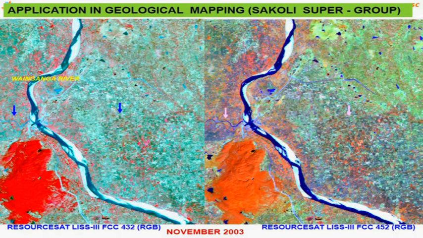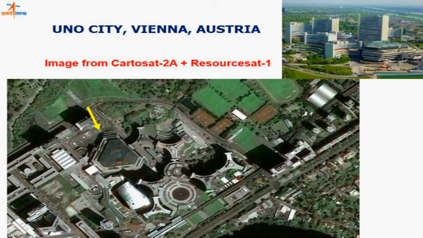And we have the best of the resolutions, ResourceSat-1 and Cartosat. You have the best of the mosaics. This is an image of the UN city in Vienna, where we can see all the IAEA and also the UNOOSA buildings per se.